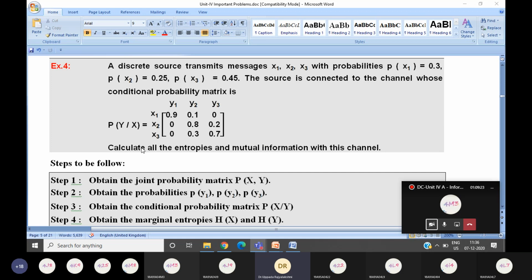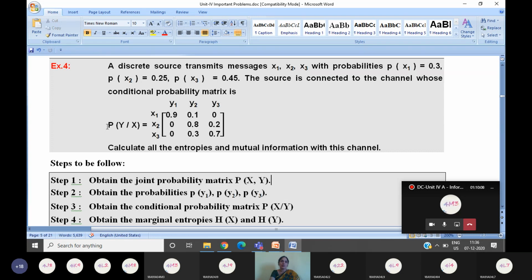Whenever a problem is given like this, every time you should remember that first you calculate the joint probability matrix P of xy using the conditional probability matrix. If P of xy, the joint probability matrix, is directly given to you, there is no issue and that first step is not needed. But whenever either P of y by x or P of x by y is given, the first step is to calculate P of xy, that is the joint probability matrix.